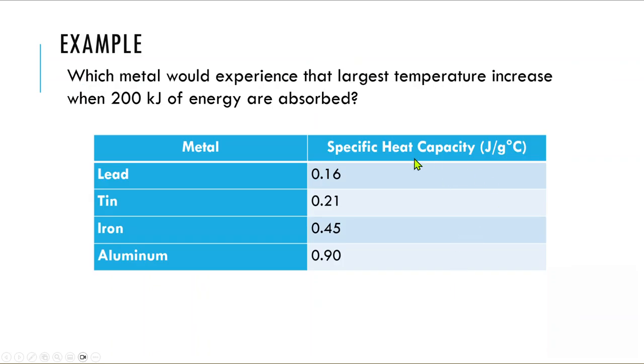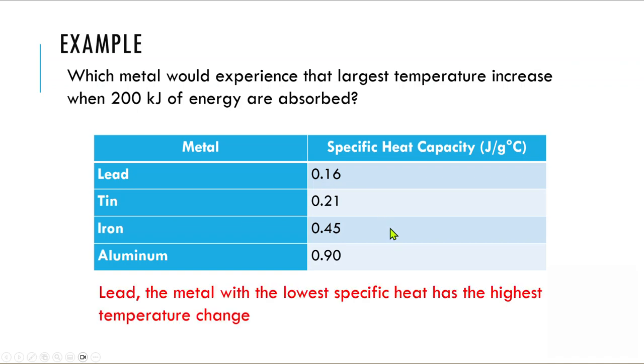So you might be faced with a problem like this. It says, which metal would experience the largest temperature increase when 200 kilojoules of energy are absorbed? That means each metal is absorbing the same amount of energy. So we got 4 metals: lead, tin, iron, and aluminum. Because lead has the lowest specific heat, it will experience the largest temperature change.